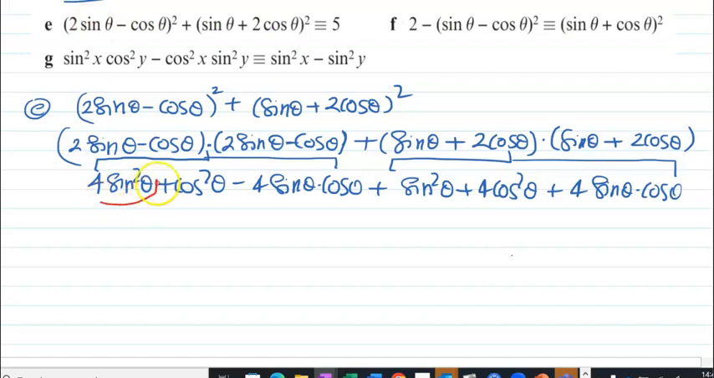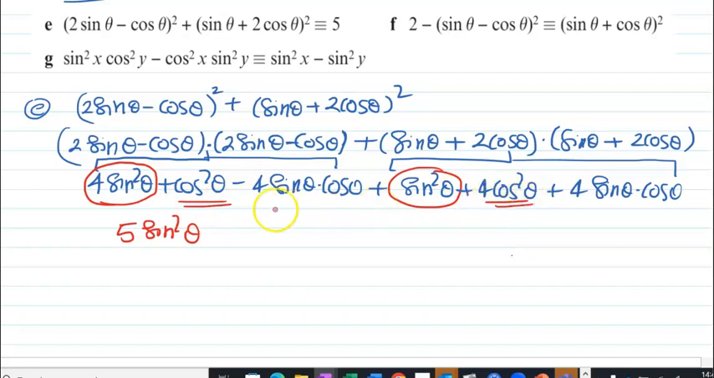Like terms means, see, here is 4 sin square theta and here is sin square theta. So it should be 5 sin square theta. Here is cos square theta and here is 4 cos square theta. It should be 5 cos square theta. Okay. And minus 4 sin theta cos theta plus 4 sin theta cos theta is cancelled out.